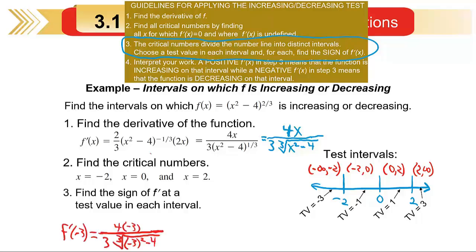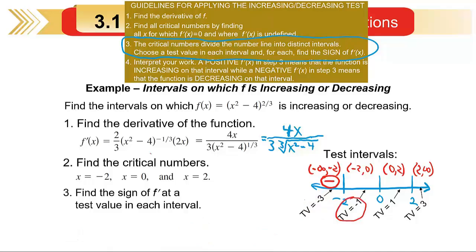How do I do this? I take -3, that's my first test value, and plug it back into the function. Up top, you'll end up with -12, and down bottom, you'll end up with 3 times the cube root of 5. Again, I don't really care about the magnitude. I just realize that that's a negative number over a positive number, which makes me have a negative result. So in the interval from minus infinity to -2, with the test value of -3, I come up with negative. That tells me that the function is decreasing in that interval.